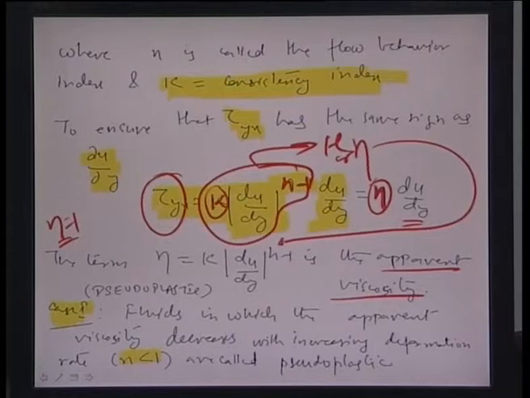Such fluids are also known as pseudoplastic materials. Here the apparent viscosity, because n is less than 1, would decrease with increasing deformation. If you look at this particular equation here, n being less than 1 means that this du by dy mod to the power n minus 1 would essentially be a negative quantity. The index here would be negative in nature, and therefore any increase in du by dy would essentially mean a decrease in the viscosity value.